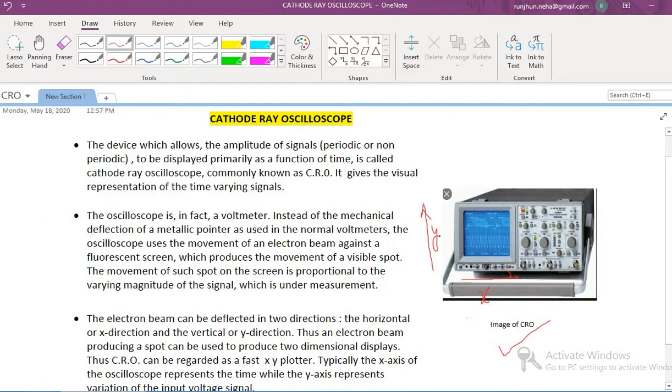Thus, the electron beam moving in two directions can have two-dimensional displays and is therefore most of the time considered a fast XY plotter, where the x-axis typically represents the time and the y-axis represents the time varying magnitude of the input signal. Also, the device is so fast that it can display signals with very small time periods, even in the range of milliseconds and nanoseconds.